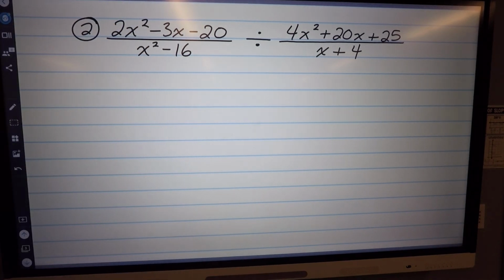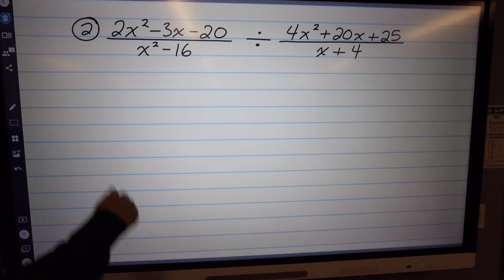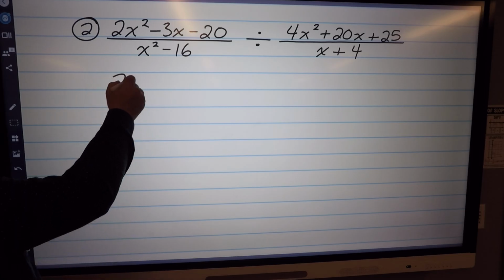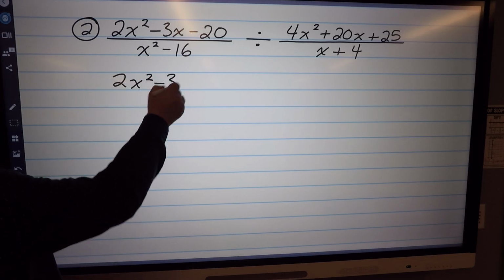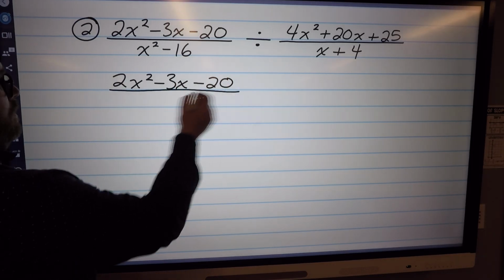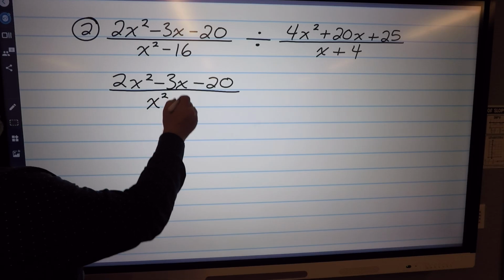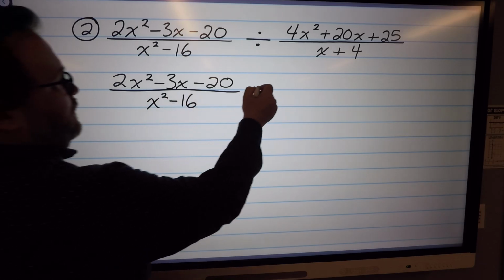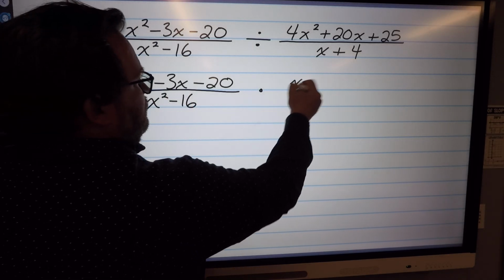Okay, problem 2 here, we have (2x squared minus 3x minus 20) over (x squared minus 16) divided by (4x squared plus 20x plus 25) over (x plus 4). So we're first going to change this to a multiplication problem. Keep the first fraction the same. And then we're going to flip the second fraction.